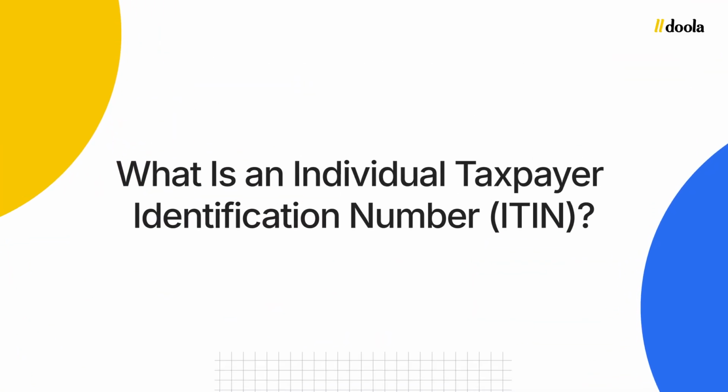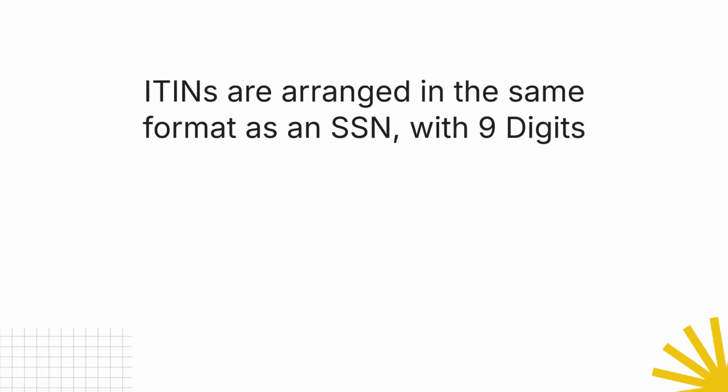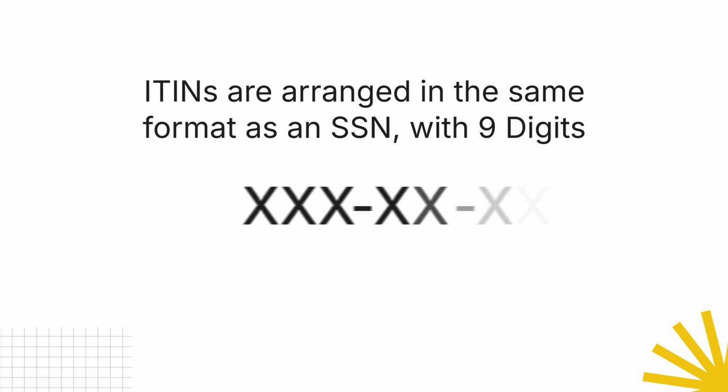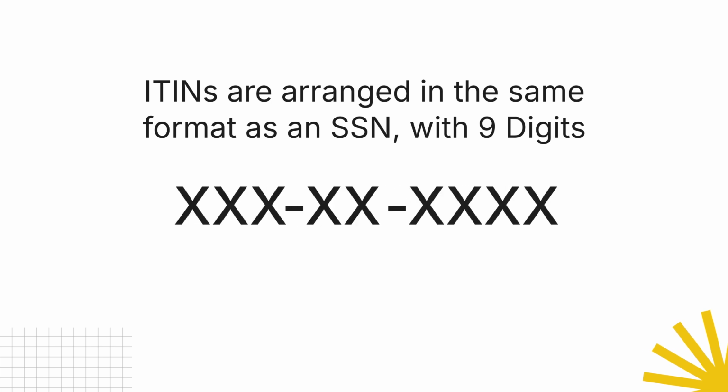What is an individual taxpayer identification number, or an ITIN? An individual taxpayer identification number, or ITIN, is offered to some non-resident and resident aliens, their spouses, and dependents. You cannot get an ITIN if you're eligible for an SSN. ITINs are arranged in the same format as an SSN with 9 digits. So that's XXX-XX-XXXX, 3 to 4 digits.